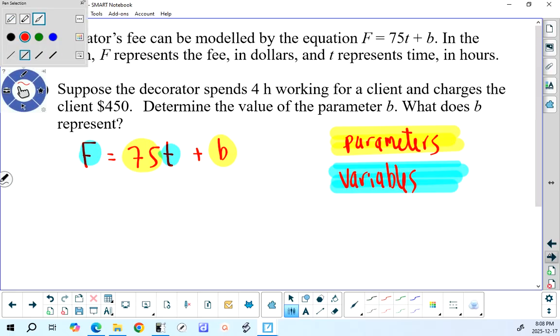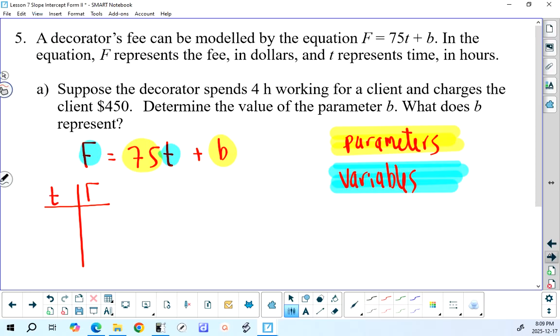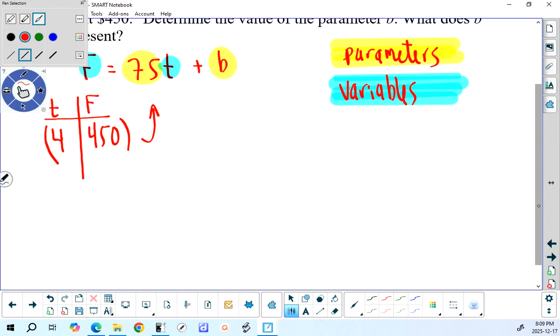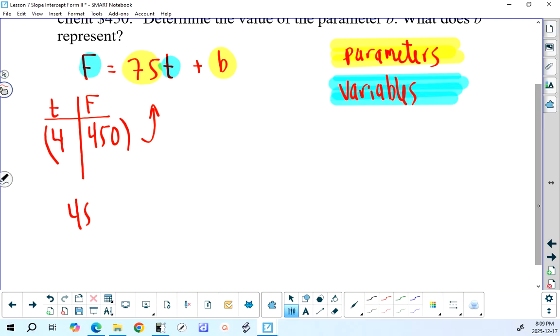How do you find a missing parameter? You always load into the equation an ordered pair. So we have time and fee, and it says if the decorator spends 4 hours, they charge $450. So this ordered pair gets loaded into the equation. Wherever we see a T, we put 4. Wherever we see F, we put 450. So I have 450 equals 75 times 4 plus B.